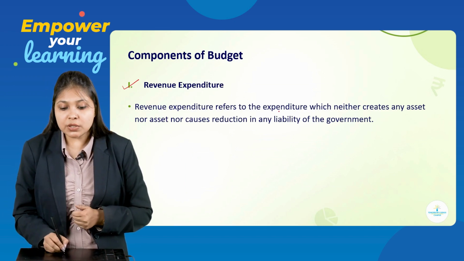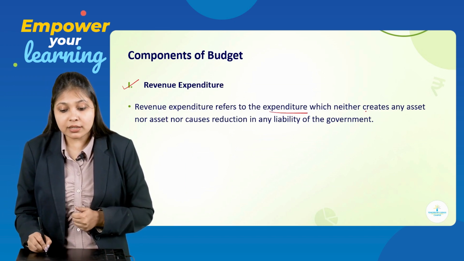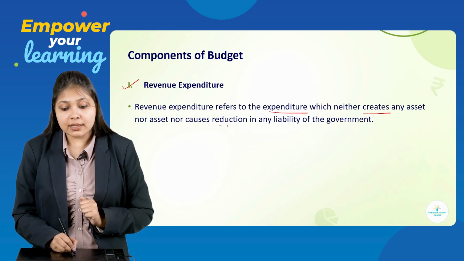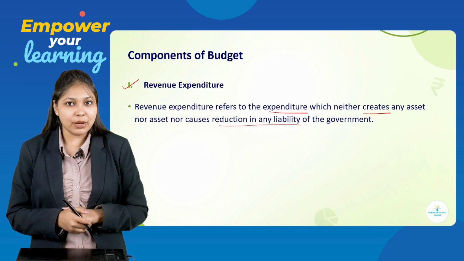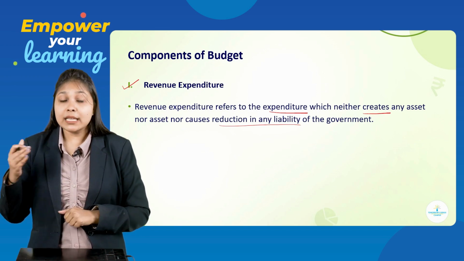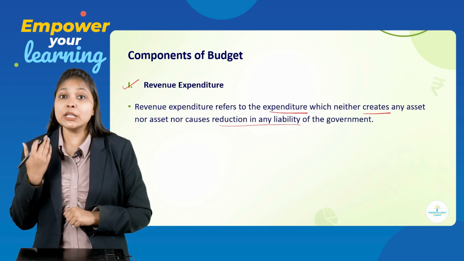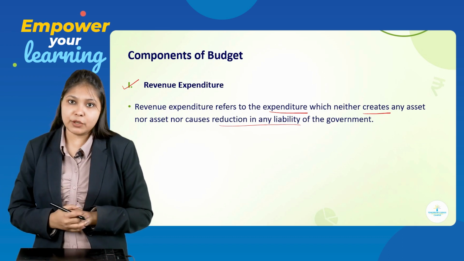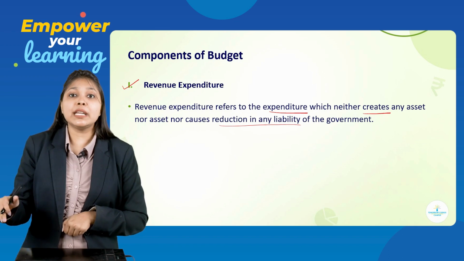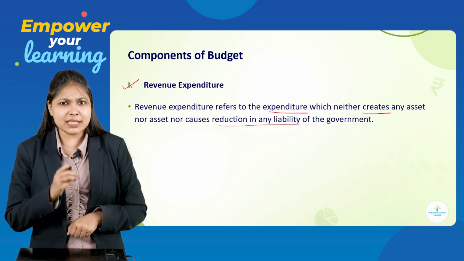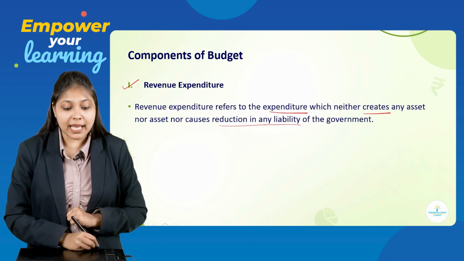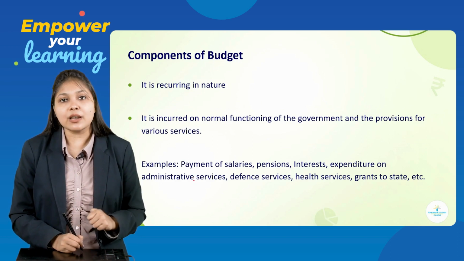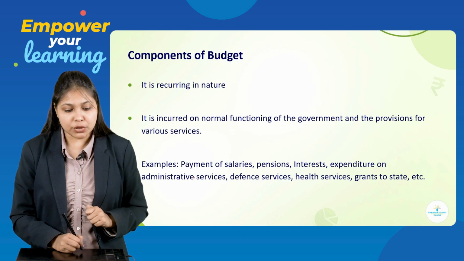It refers to the expenditure which neither creates any asset nor causes a reduction in any liability of the government. So, revenue expenditures are those expenditures which will not create any asset for the government, nor will they reduce any liability of the government. Such kind of expenses are called revenue expenditure.